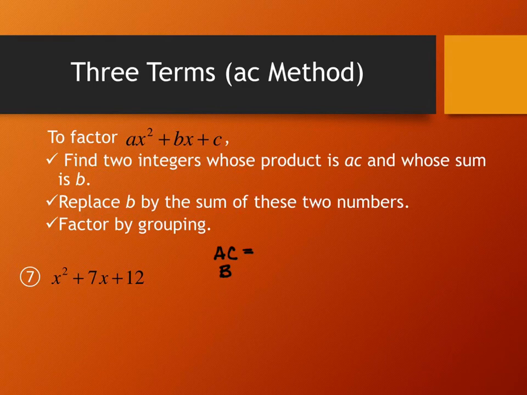So what we're going to do is multiply A times C. A is the coefficient in front of the square term, and you see that that would be a 1, right? And the C is 12. So A times C is 1 times 12, which is 12. And B is your middle coefficient, which is 7. So you have to identify what is AC and what is B for this to work.